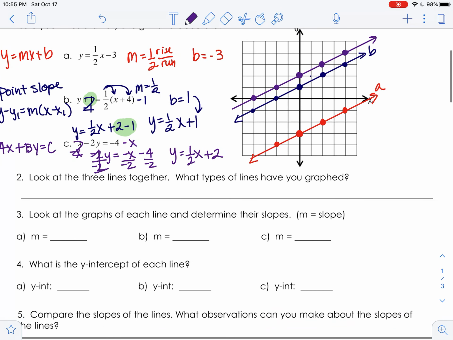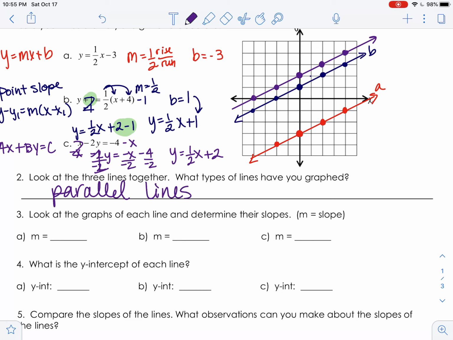Okay, so taking a look at these, it says look at the 3 lines together. What types of lines have you graphed? Well, you have graphed parallel lines. Okay, then it says number 3, look at the graphs of each line and determine their slopes. So we've already determined their slopes.